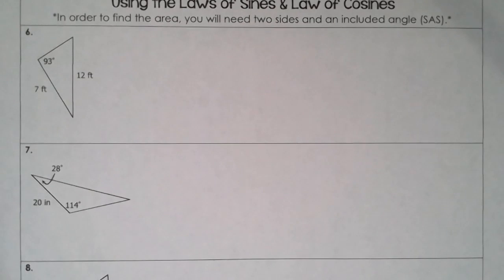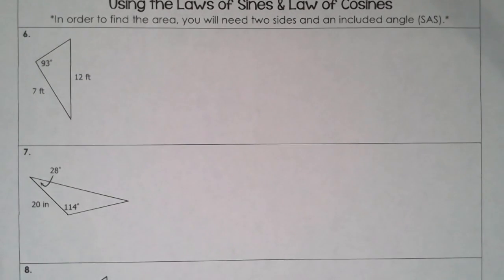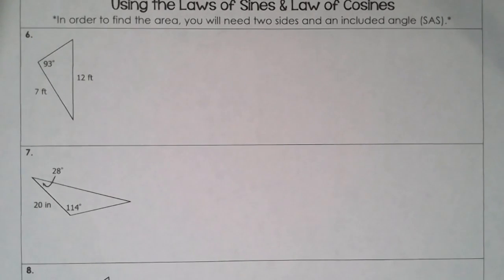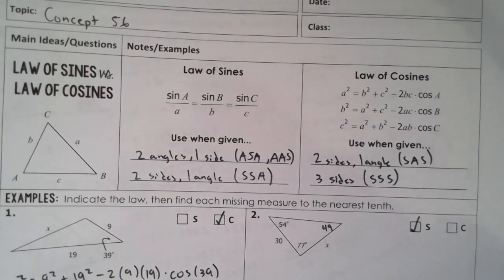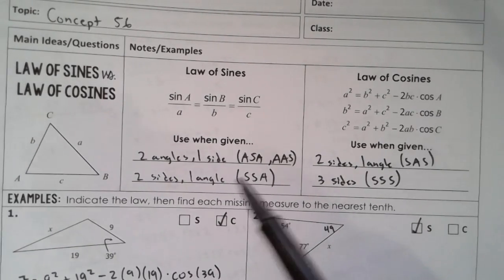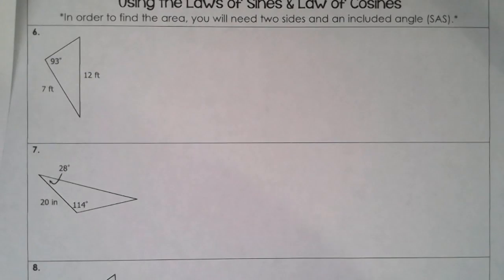Okay, so this first triangle, I have an angle and two sides. So this one, if you recall, let's see, where are my papers? There's two sides and an angle, right? Side angle. It would be this one right here. So this is law of sines. So I can use law of sines here.